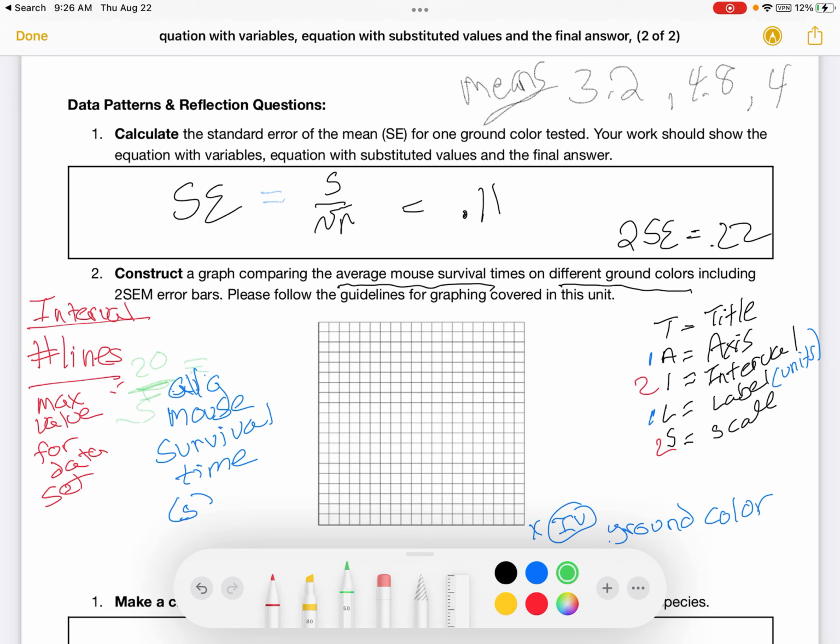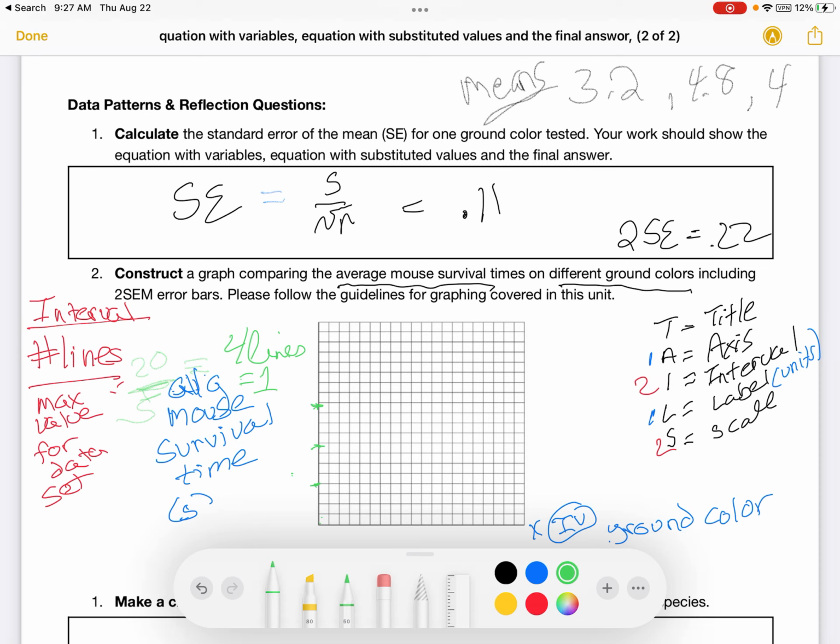we see that 20 divided by 5 equals 4. That means 4 lines equals 1 second. Okay? That means that each line then is 0.25 because 1 second divided by the 4 lines is 0.25 seconds. So I'm going to go ahead and set this up. 1, 2, 3, 4. There's 1. 1, 2, 3, 4. 1, 2, 3, 4.